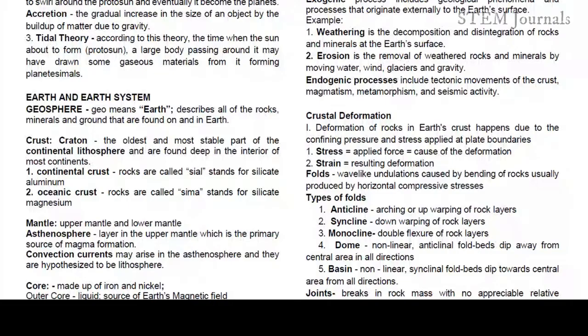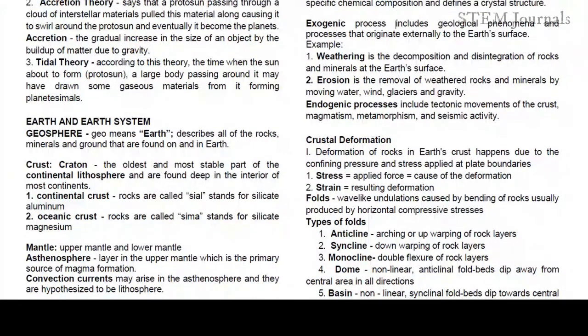Also, convection currents may arise in the asthenosphere and they are hypothesized to move the lithosphere. The convection current can be observed in the asthenosphere area because of its consistency. Aside from the mantle, we have the core.